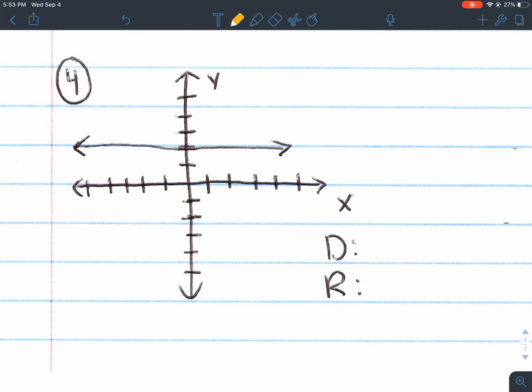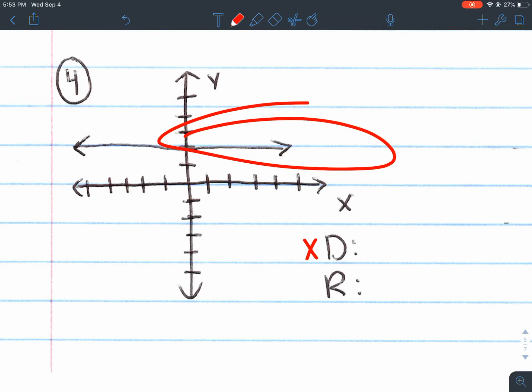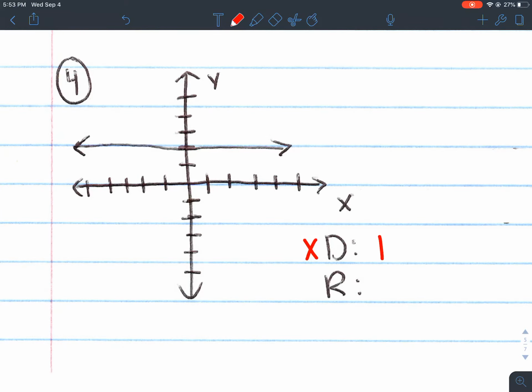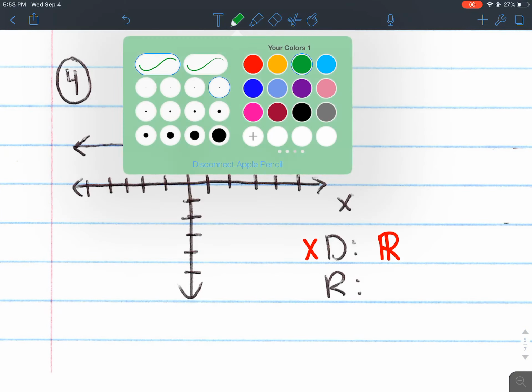All right, number 4, find our domain here. So let me look at my x-axis. Well, from the left, this arrow just keeps going. So I have an infinite amount of negative numbers that it hits. Same thing on the positive side. So my domain for my x values is going to be all real numbers.